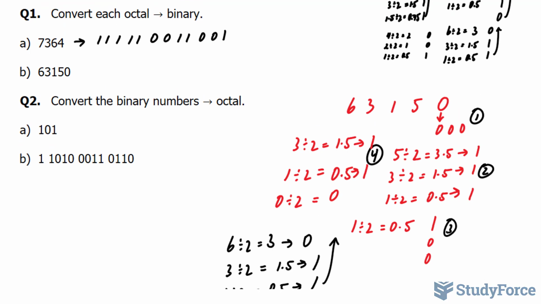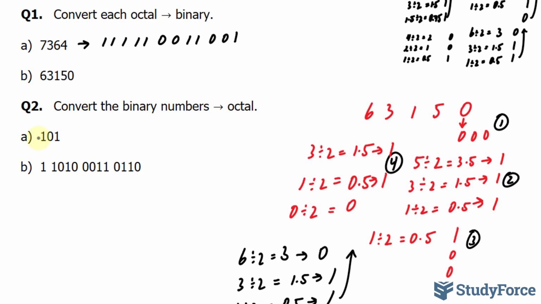In question 2, we have to convert the binary numbers to octal. This requires a little bit more time. So starting with this binary number, and to do this you have to split the binary number into groups of 3. So this one's already in a group of 3. This one will be easy. We'll start off with this one.